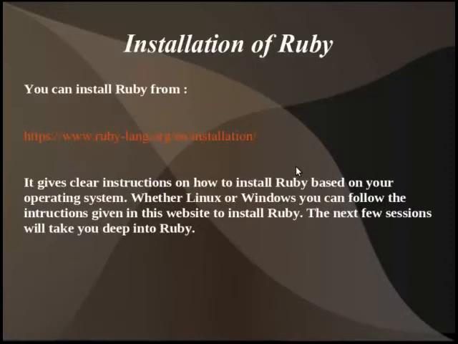You can install Ruby from www.ruby-lang.org/en/installation. It gives clear instructions on how to install Ruby based on your operating system. Whether Linux or Windows, you can follow the instructions given in this website to install Ruby. The next few sessions will take you deep into Ruby.